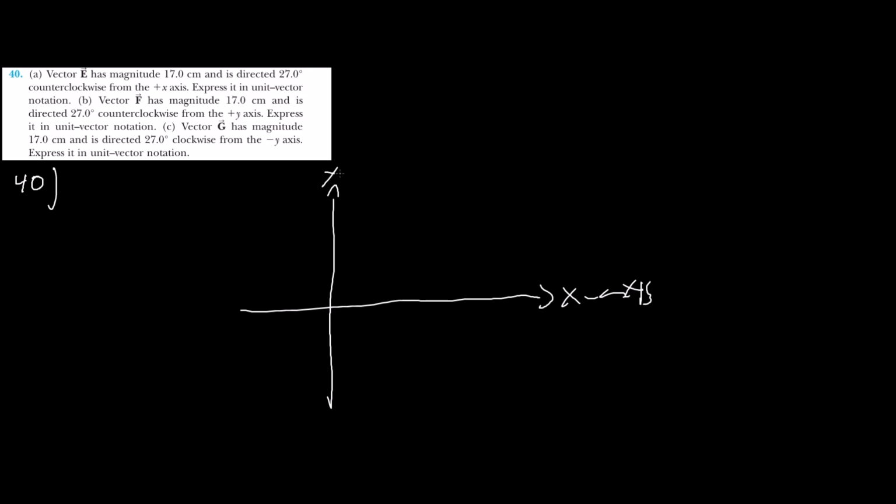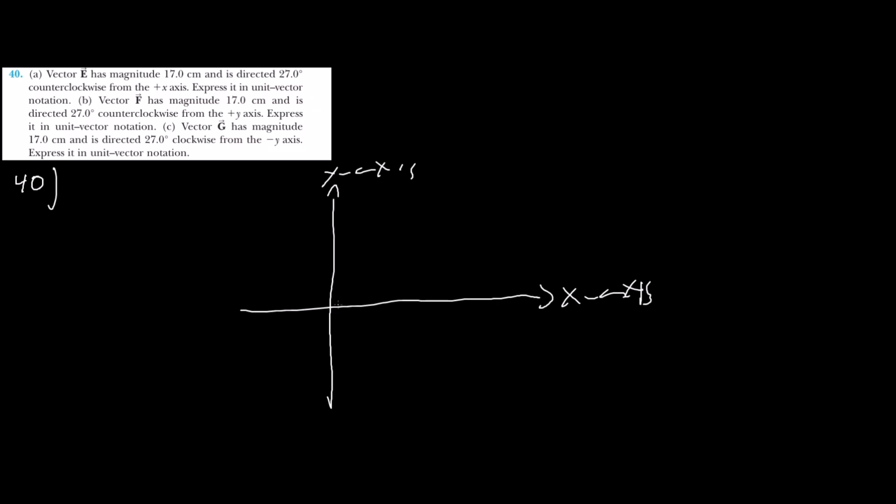All right, folks, let's do number 40. Vector E has a magnitude of 17.0 centimeters and is directed at 27 degrees counterclockwise from the x-axis. Oh, that's a pretty nice one. Okay, so this is going to be the x-axis. I mean the y-axis. And it's only two dimensions, so it's not going to be a z.